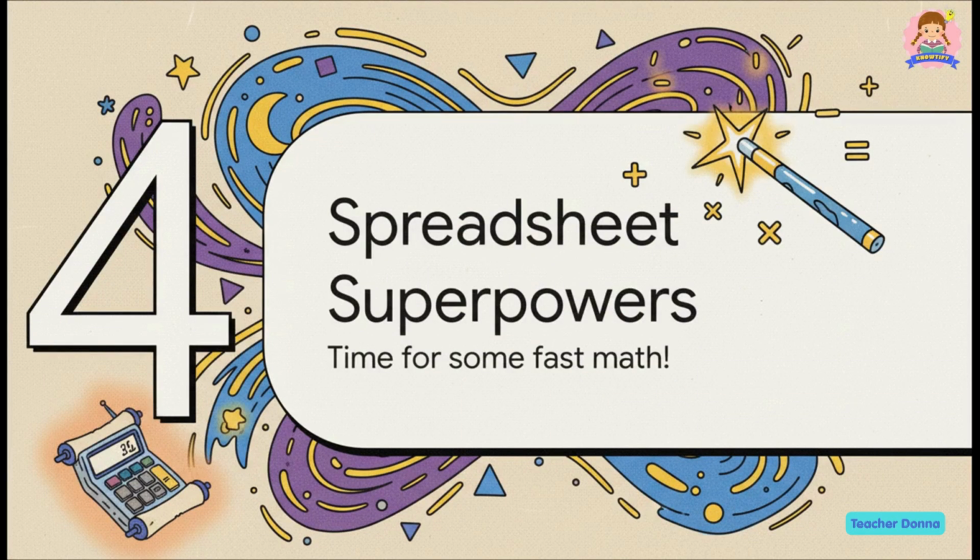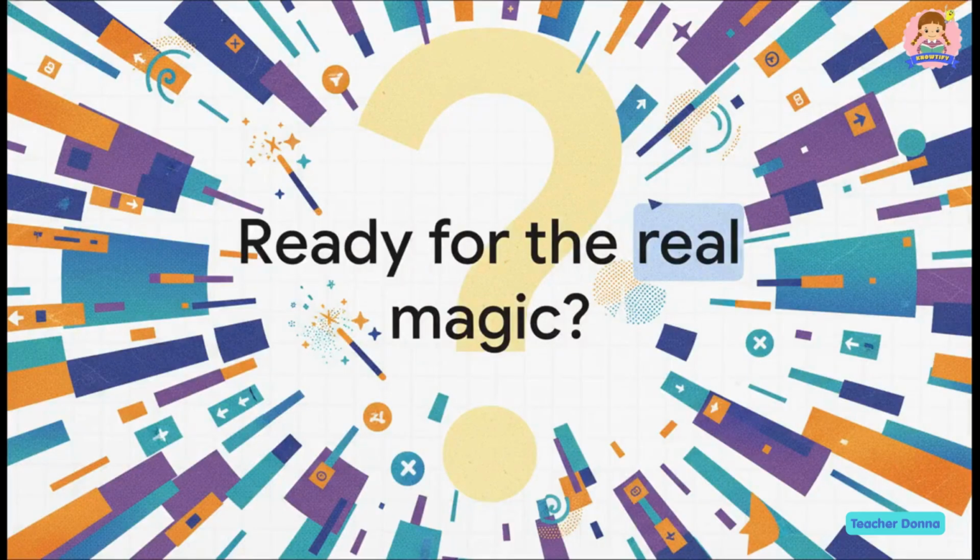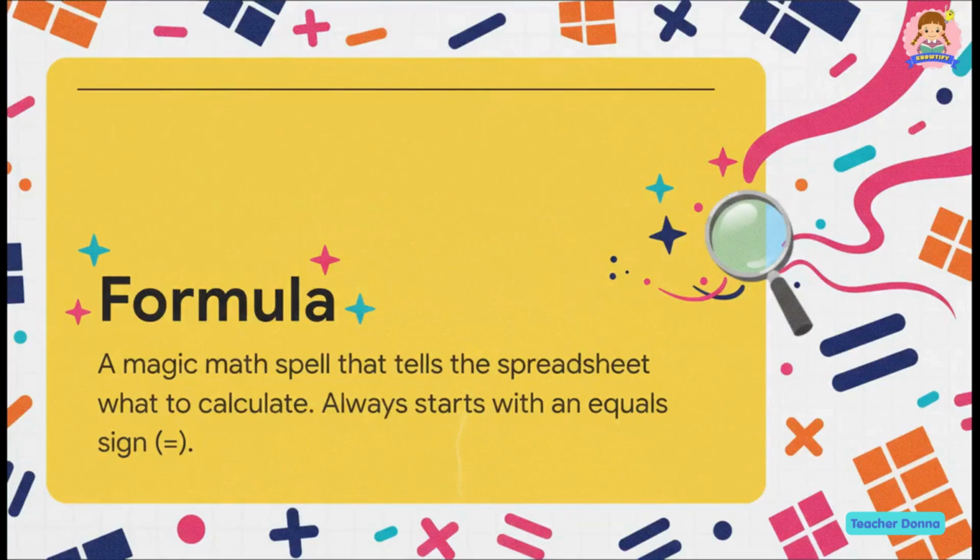All right, you guys, now it's time for the absolute best part. This is where we learn the real magic spells, the ones that let our spreadsheet do all the hard math for us. It's like having a super genius calculator. Okay, are you ready for the real magic? Because this is where it gets super, super cool. This magic spell has a special name. It's called a formula. A formula is basically just an instruction that tells the spreadsheet what math problem to solve. And there is one very important rule you have to remember. Every magic spell, every formula, always starts with an equal sign.